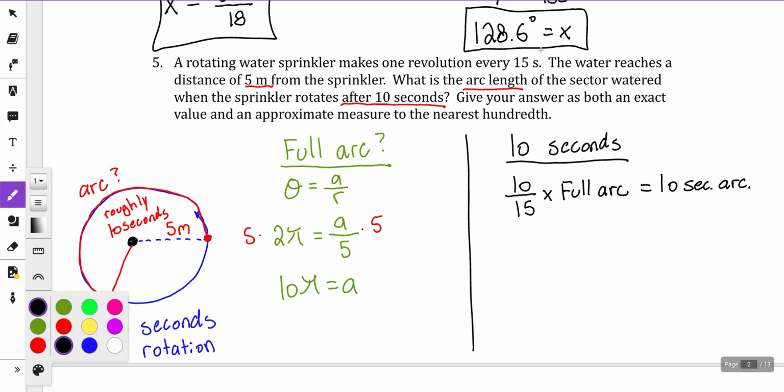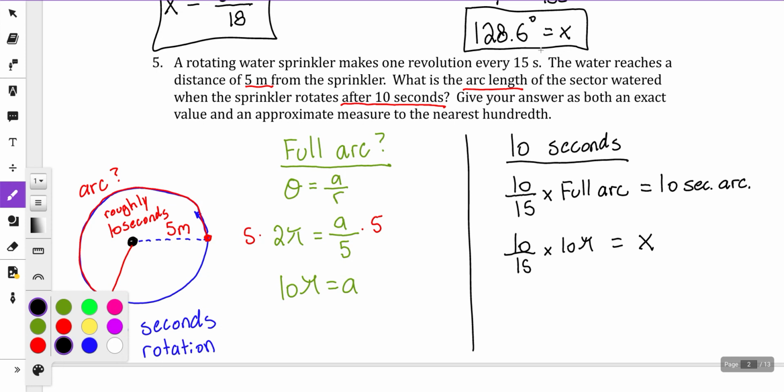It's like a ratio, right? Like I'm figuring out the ratio of my circle that I've done here. And if I just multiply that by the full distance, that'll tell me how far I got. How far around I am. So that means we're doing 10 out of 15 times 10 pi. And that'll give me my answer, which is my 10-second arc. I'm just going to call it x.